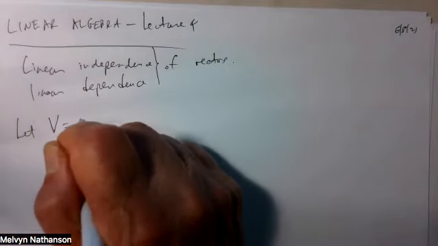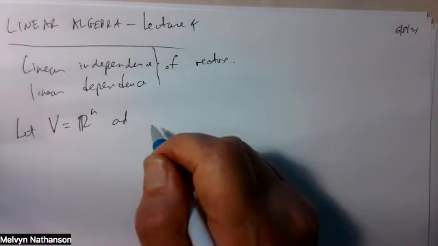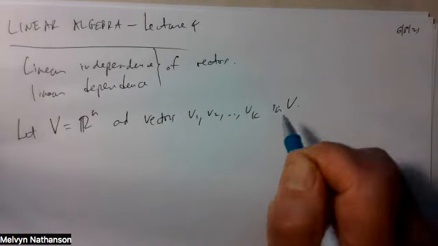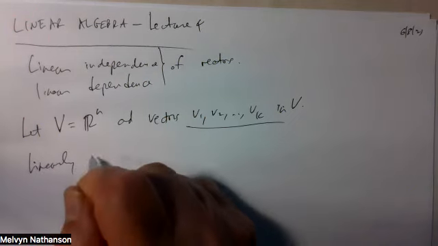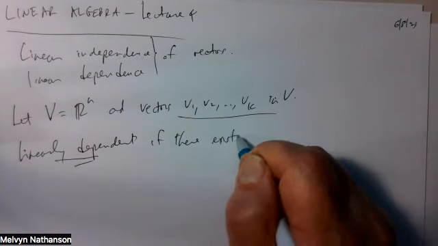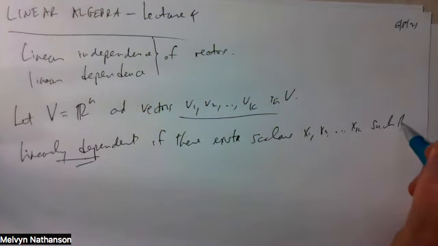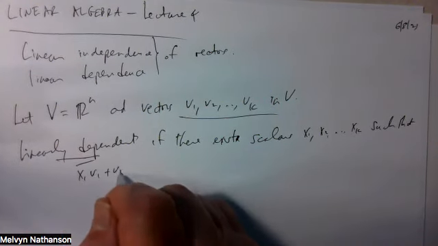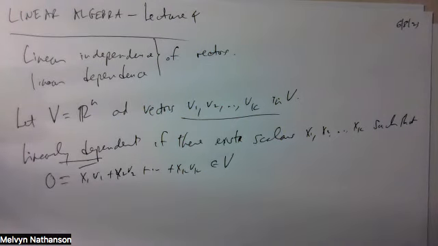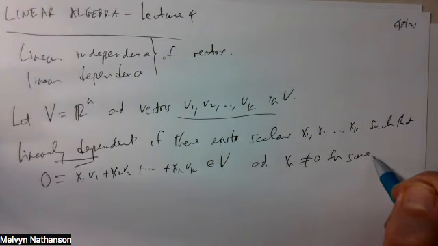So suppose V is my vector space Rn, and we have vectors v1, v2, up to v sub k in V. These vectors are linearly dependent if there exist scalars, numbers, x1, x2, up to x sub k, such that this linear combination x1 v1 plus x2 v2 plus up to x sub k v sub k, which is some vector in V, is the zero vector, and not all the x sub i's are zero. x sub i is different from zero for at least one i.